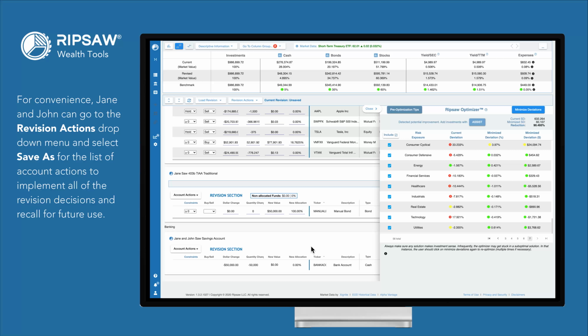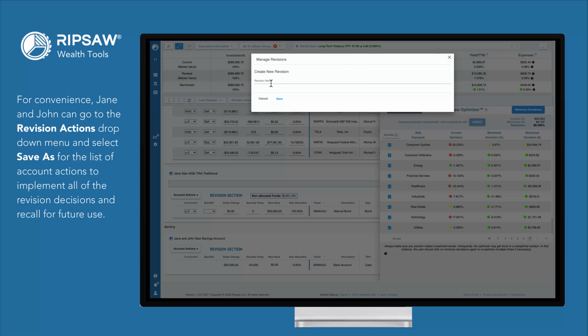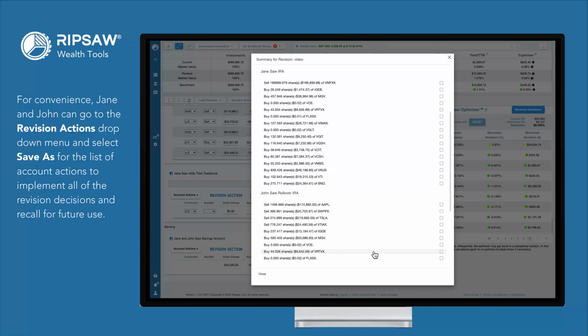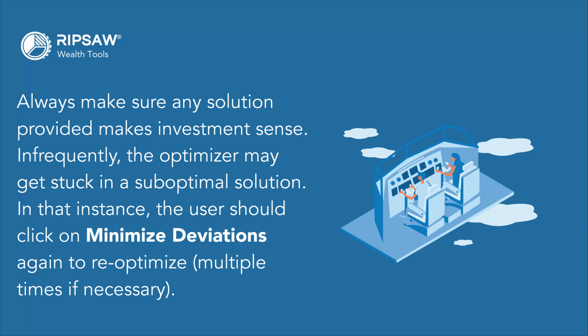For convenience, Jane and John can go to the Revision Actions drop-down menu and select Save As for the list of account actions to implement all of the revision decisions and recall for future use. Always make sure any solution provided makes investment sense. Infrequently, the optimizer may get stuck in a suboptimal solution. In that instance, the user should click on Minimize Deviations again to re-optimize, multiple times if necessary.